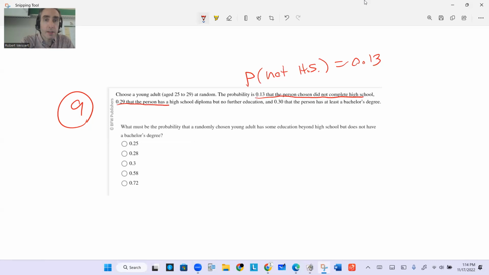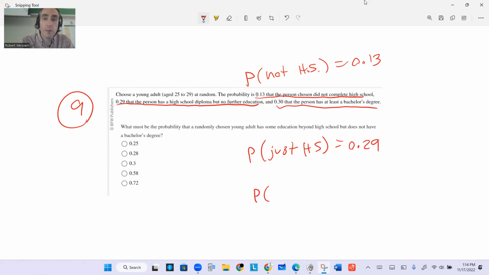0.29 that the person has a high school diploma but no further education. So the probability of just high school is going to be 0.29. And then 0.30, the person has at least a bachelor's degree. So probability bachelor's or higher is equal to 0.30. So what must be the probability that a randomly chosen young adult has some education beyond high school but does not have a bachelor degree?